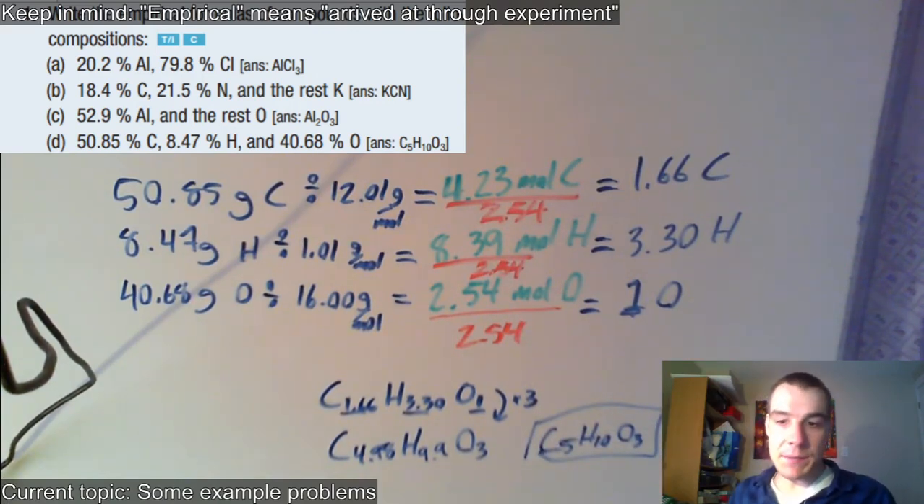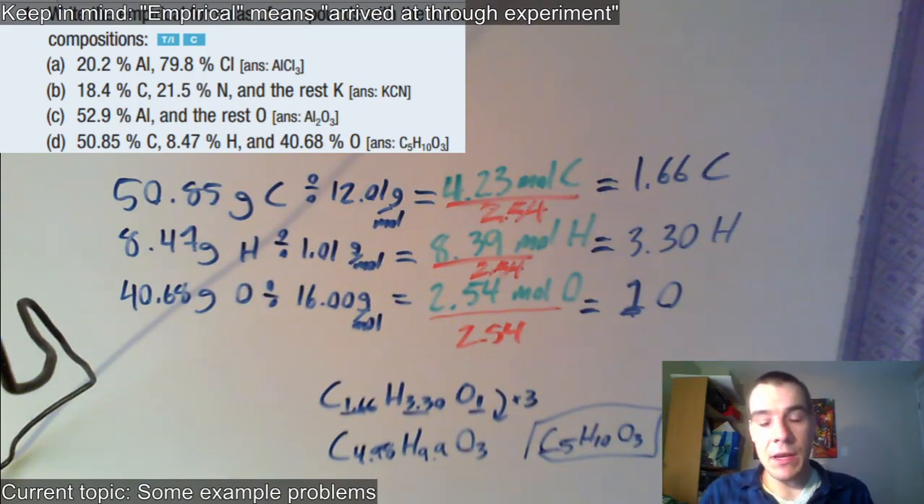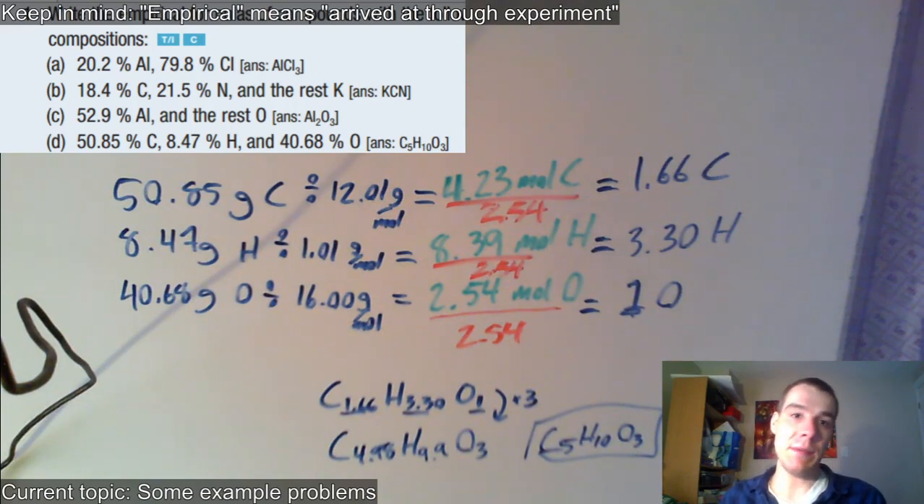So that's how all of these problems work. We're going to do a bunch of them in class, as always. That's how you find an empirical formula from a percent composition, and it's the last piece of the unit. So I'll see you guys in class, and there will definitely be a problem like this on the test. Yeah, bye.